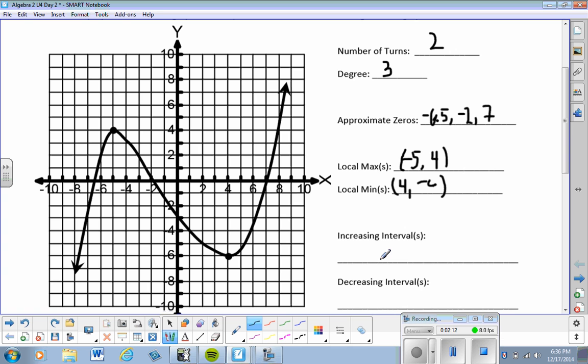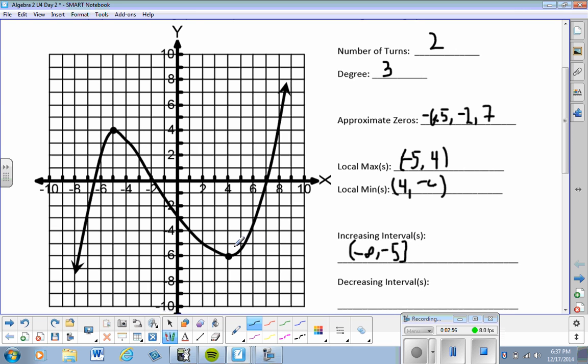So our increasing intervals. We're looking at where this function increases. So we're going to look at the x-axis. It's increasing from negative infinity to negative 5. Then we have the bracket because it's inclusive.